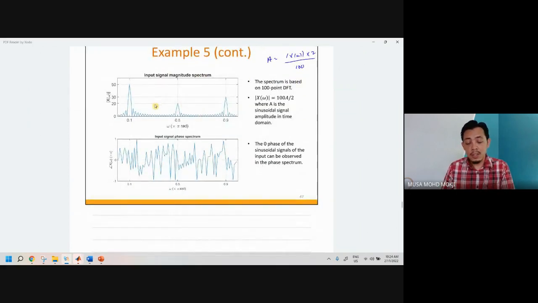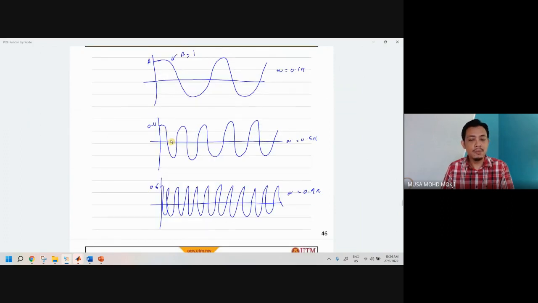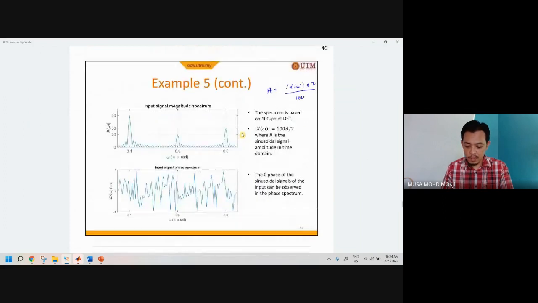So this is why if you want to remove that, we need to make sure that the magnitude goes to 0. So if the magnitude goes to 0, then amplitude goes to 0. Means that you remove that frequency. If the amplitude is 0, then it will be flat. So it means that we're not going to have that frequency anymore. So that's how filtering works.